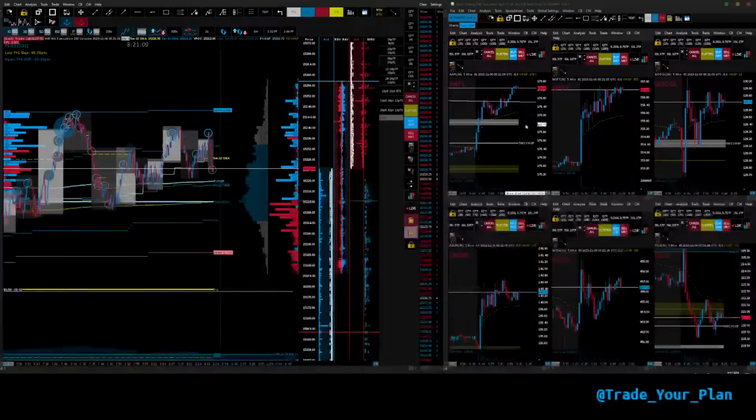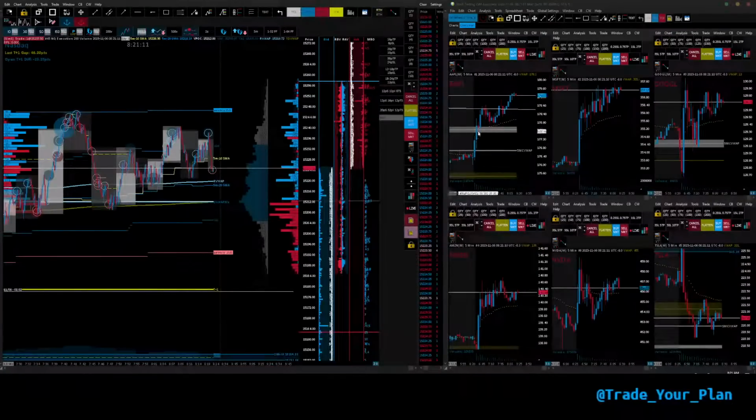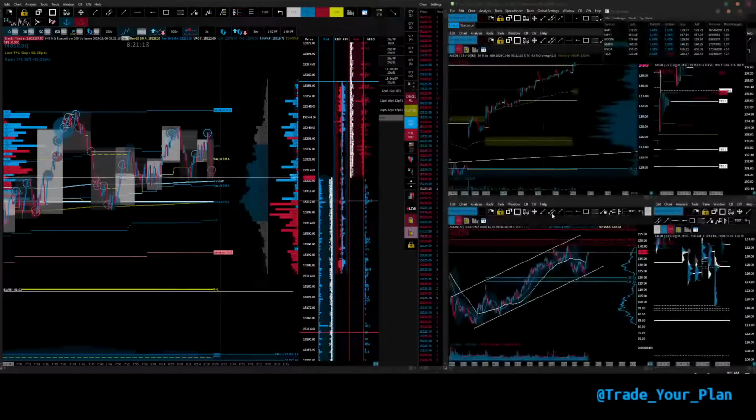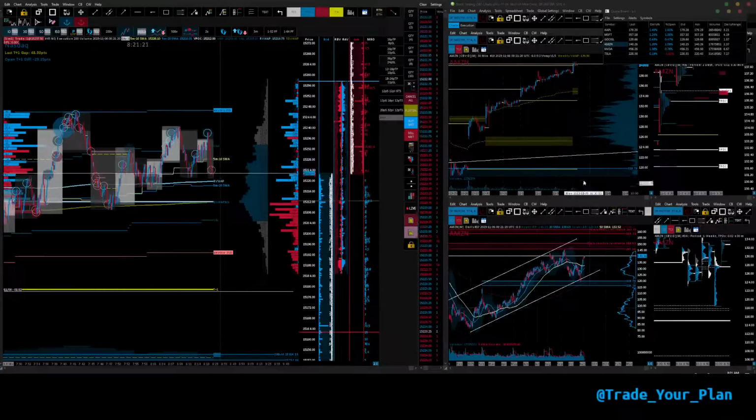Okay, so a little lay of the land. Going back to Apple, you've got to ask yourself, what is that trend line? Okay, so let's go to the trend line. Where did that come from?